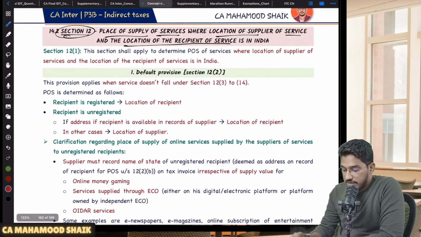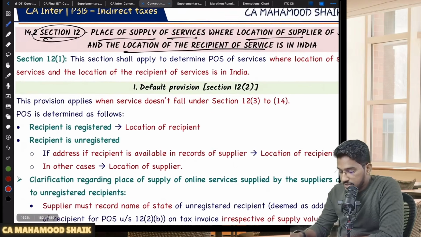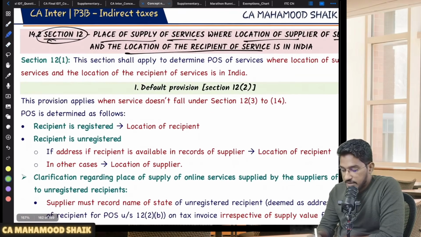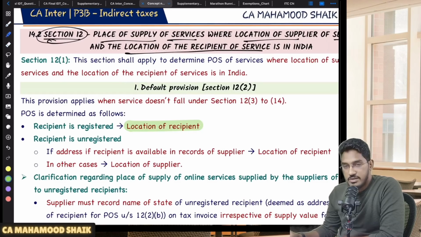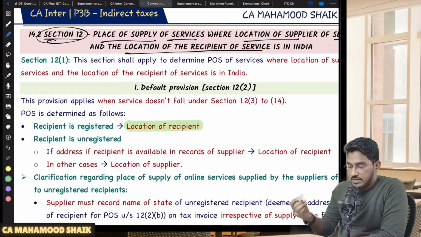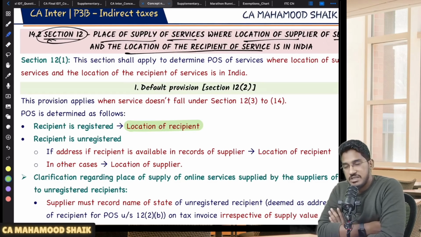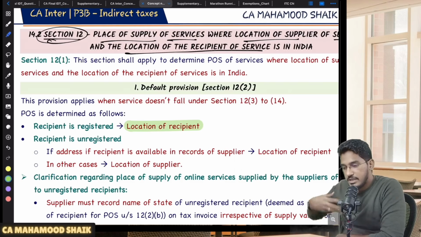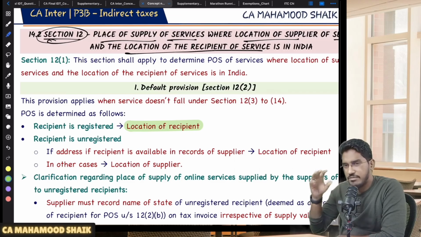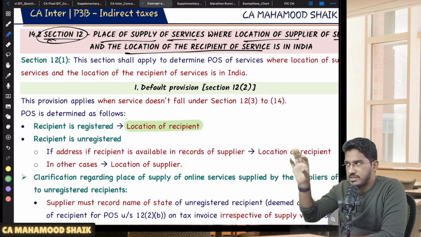Very simple, if I have to put it: the default provision is, if the recipient is registered, location of the recipient. Let us say I am providing audit services. If my recipient is registered, if I am making a B2B supply, location of the recipient. If I am making a B2C supply, if my client is an unregistered person, what is the place of supply? I need to check whether in my records the location of the recipient is available. Let us say I'm a chartered accountant. I have a habit: I maintain one database. I record the address of the recipients also.